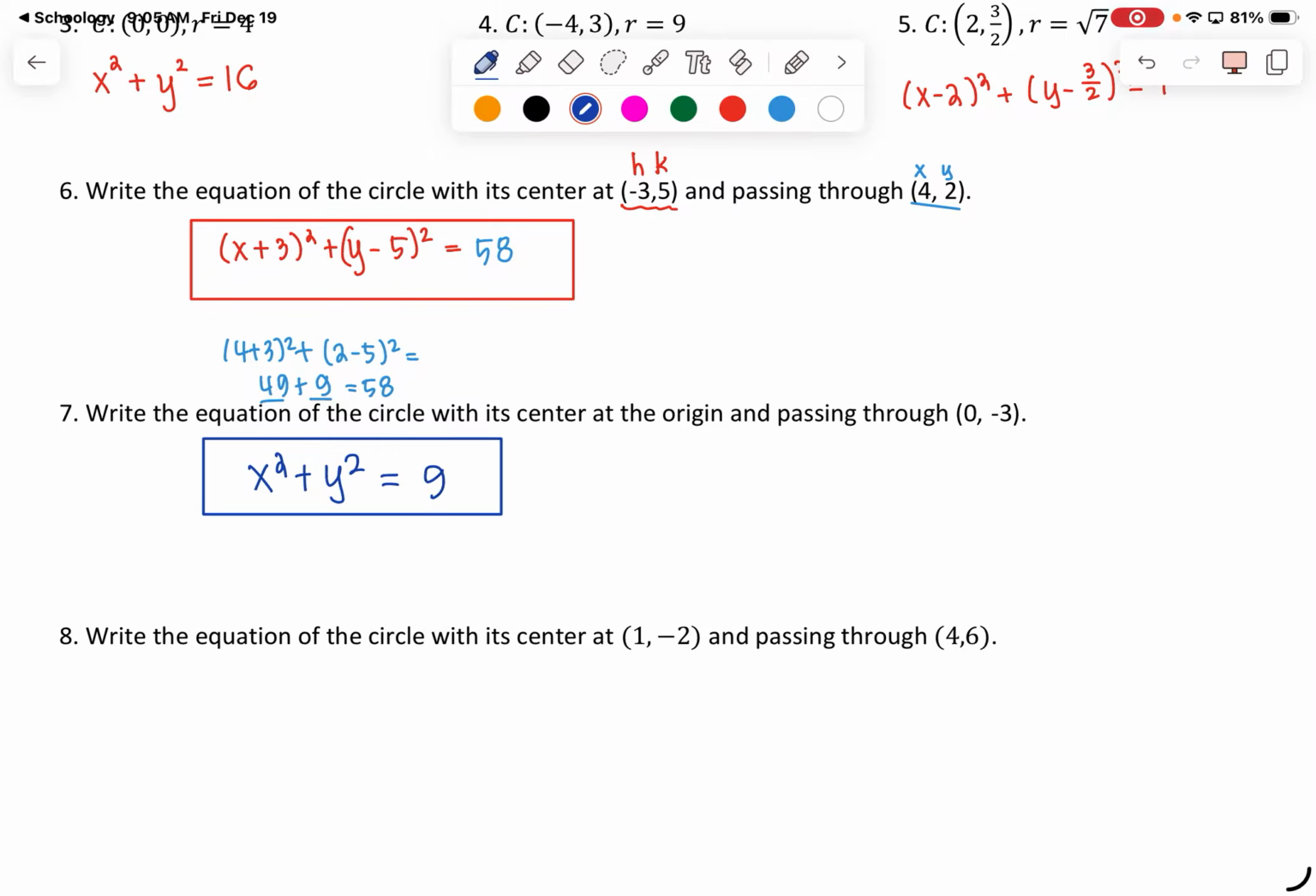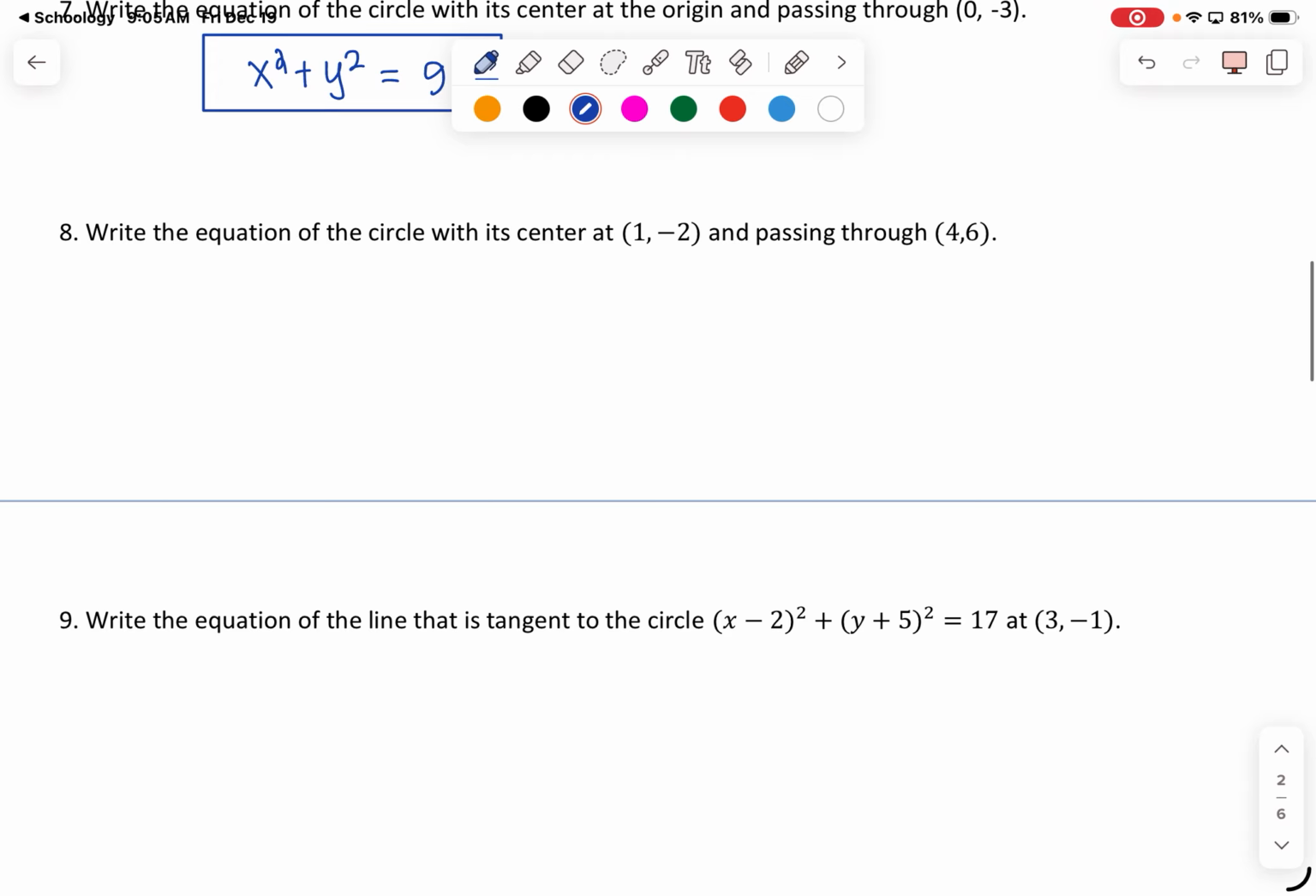But another way you can look at it is plug in 0 for x, you get 0. Plug in negative 3 for y, you get 9. 0 plus 9 is 9. All right, why don't you pause the video and try this one?